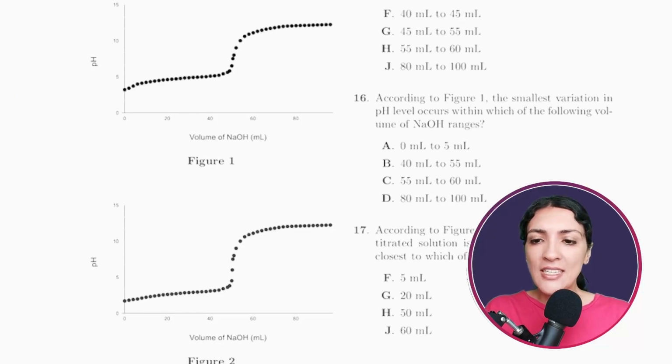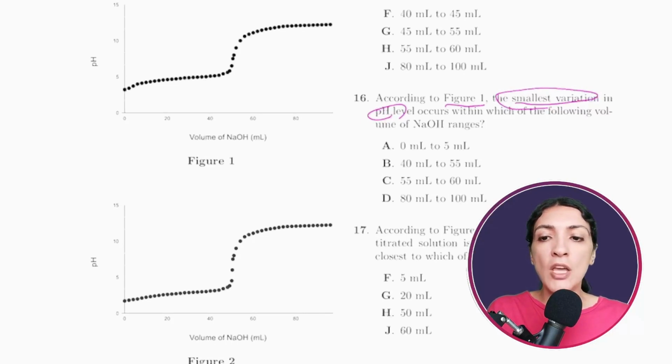For question 16, the where is figure 1, and the who is the smallest variation of pH, and the why is because we're finding their corresponding volume. So it's similar to question 15, but this time we're looking at a different figure and we're looking for the smallest variation. So it gives you a good exercise in finding trends in graphs. So for choice A, it's between 0 to 5. So let's first identify those.